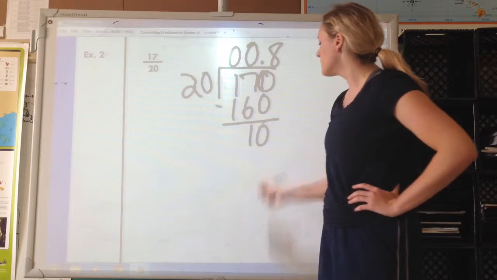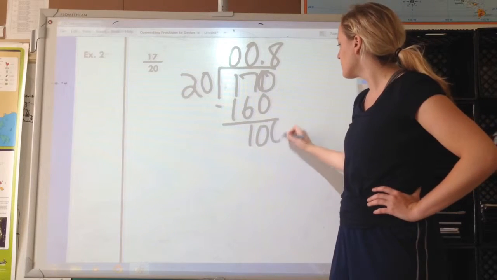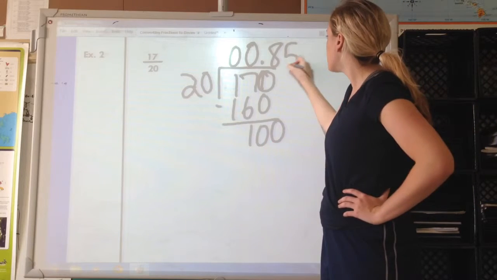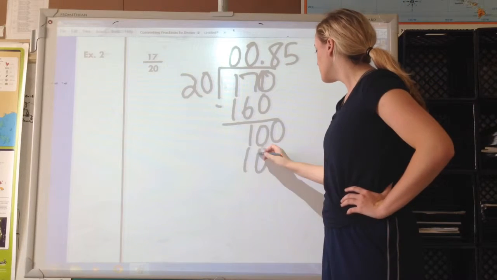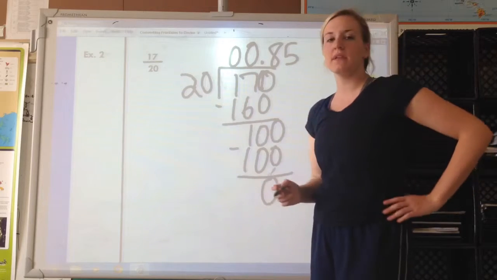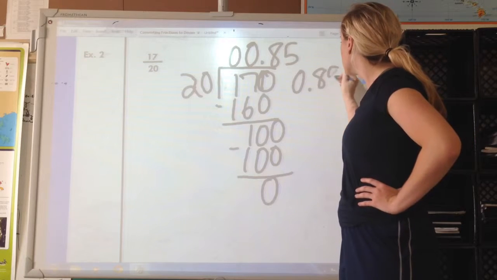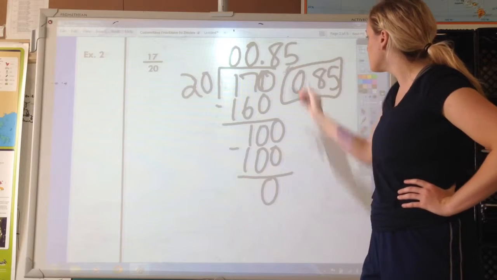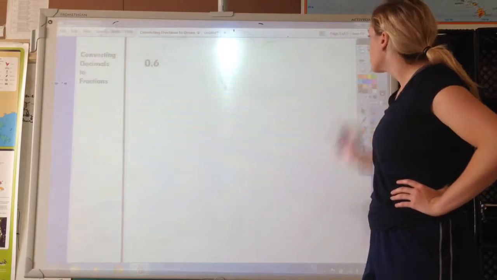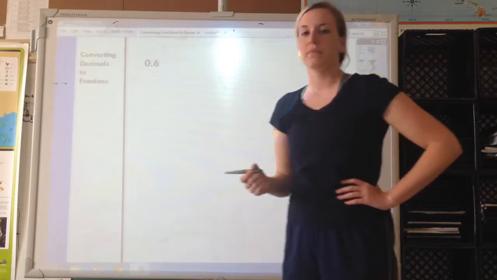I'm left with 10. 20 does not go into 10, so I have to bring down a 0. 20 does go into 100 5 times. 5 times 20 is 100. I'm left with 0. 17/20 rewritten as a decimal is 0.85. And that's literally it. If you can divide out, you got it. All right, let's go the opposite way. Let's convert a decimal to a fraction.